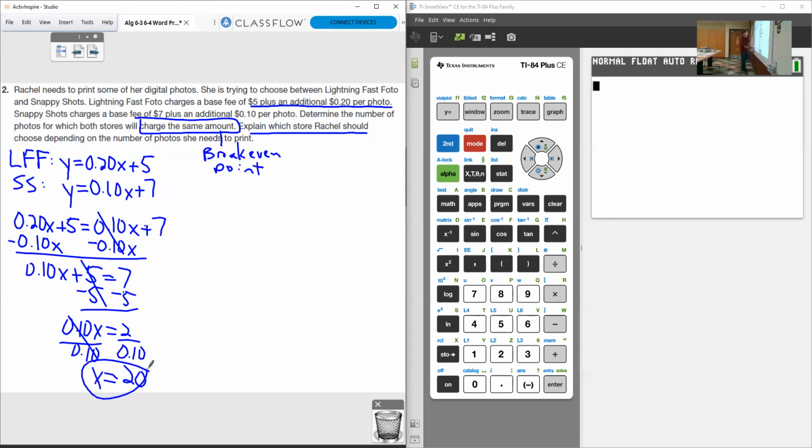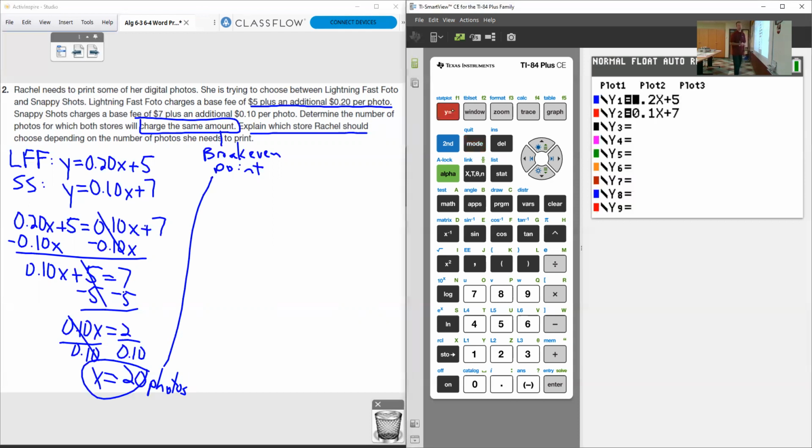Now that 20 is really 20 photos. That's the break-even point, all right? That's your break-even point. If you buy 20 photos from each store, it's going to cost the same exact amount. Now, if you go to type it into your calculator, there's my two equations.